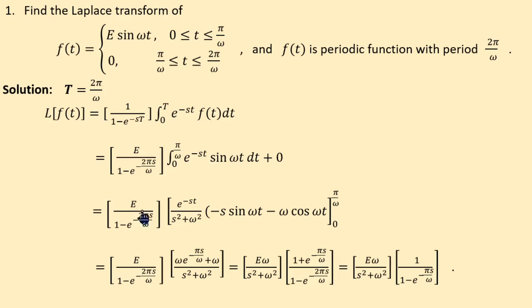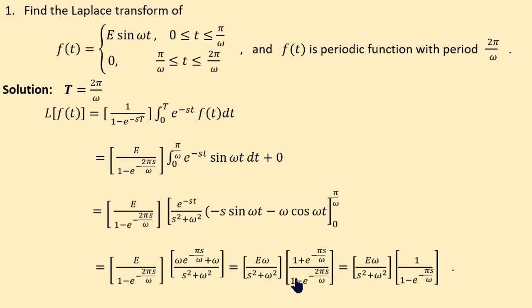Therefore, e by 1 minus e power minus 2 pi s by omega into the upper limit value e power minus pi s by omega into, this becomes minus 1 into minus omega is omega, into omega, minus the lower limit: e power 0 is 1, sin 0 is 0, here minus omega, minus omega is plus omega. Now taking this omega common outside, e omega by s square plus omega square, numerator is 1 plus e power minus pi s by omega. Denominator is 1 minus e power minus 2 pi s by omega.